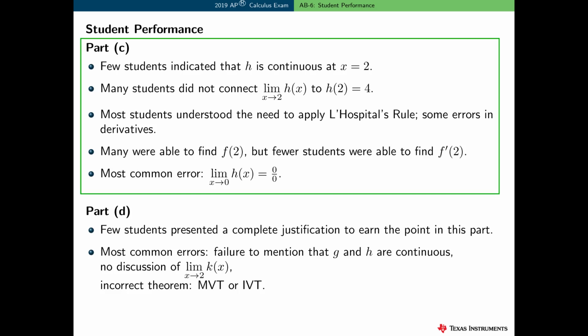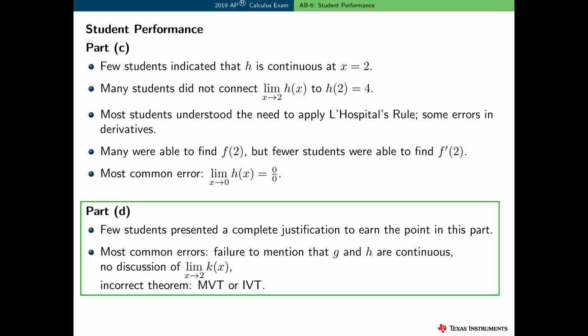In Part C, few students indicated that h is continuous at x equal 2. And many students did not connect the limit as x goes to 2 of h of x to h of 2 equal 4. Now, most students understood that they needed to use L'Hopital's rule, but there were some errors in derivatives. Many students were able to find the correct value of f of 2, but fewer were able to find the value for f prime of 2. And the most common error here was with notation.